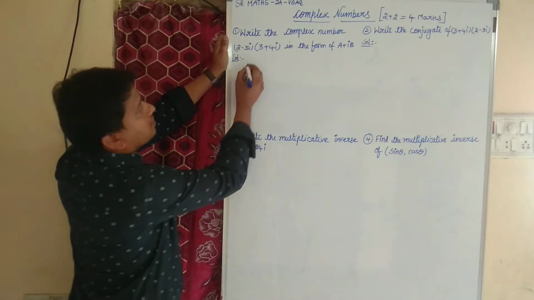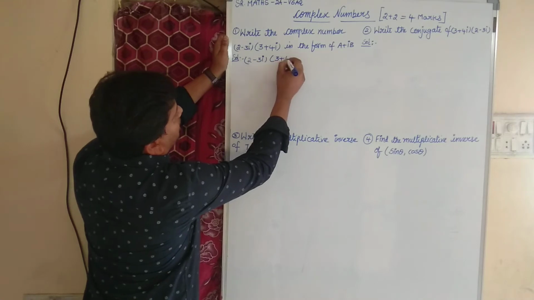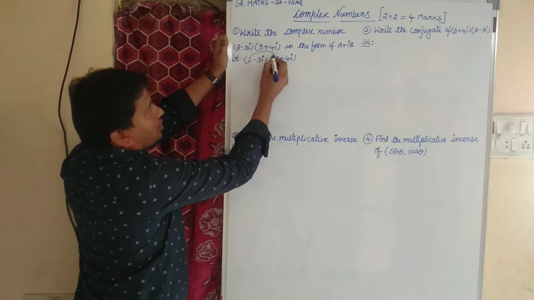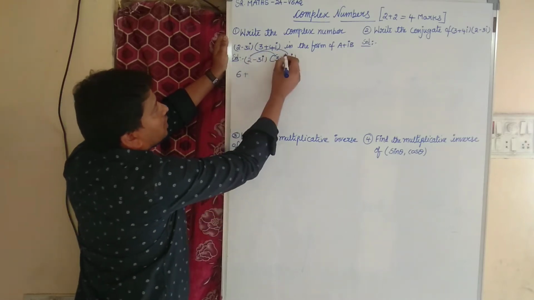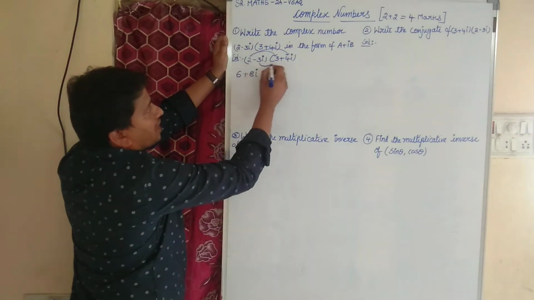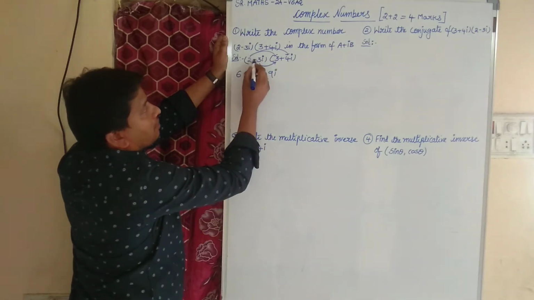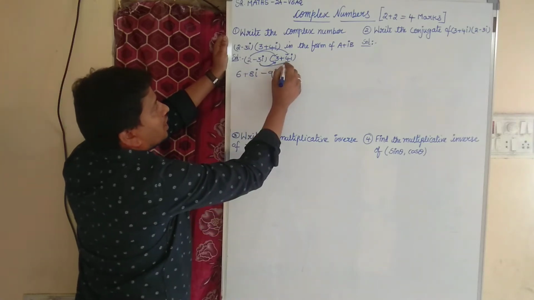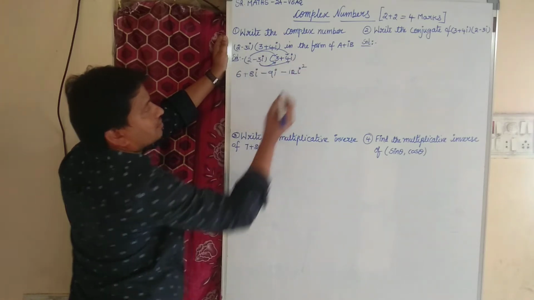What is the given complex number? 2 minus 3i into 3 plus 4i. Let us multiply: 2 into 3 is 6, plus 2 into 4i is 8i. Minus 3i into 3 is 9i. Again minus into plus is minus, 3 into 4 is 12, again i into i, which is i square.